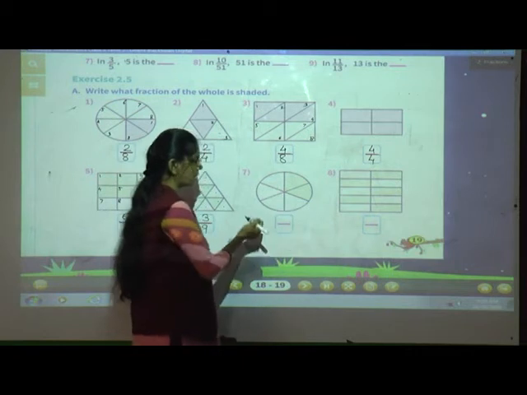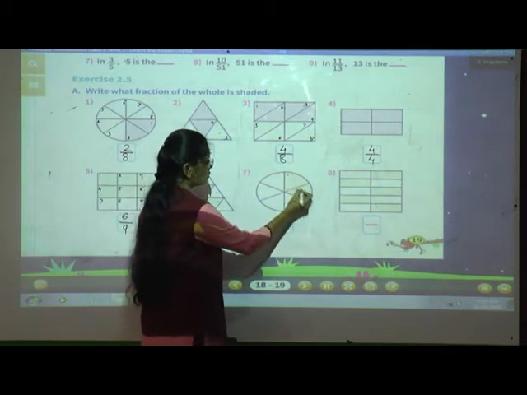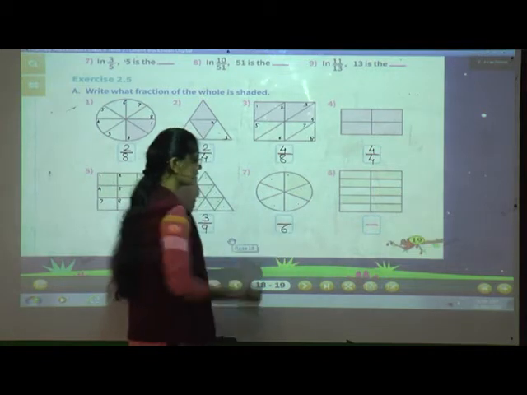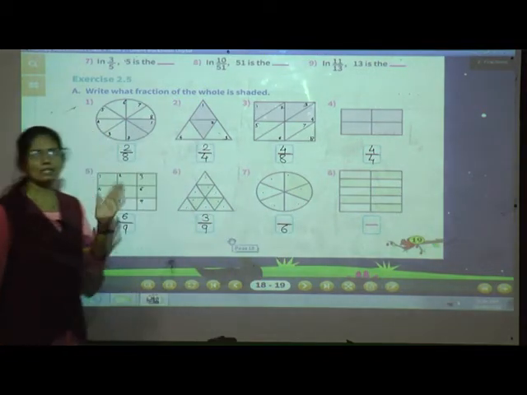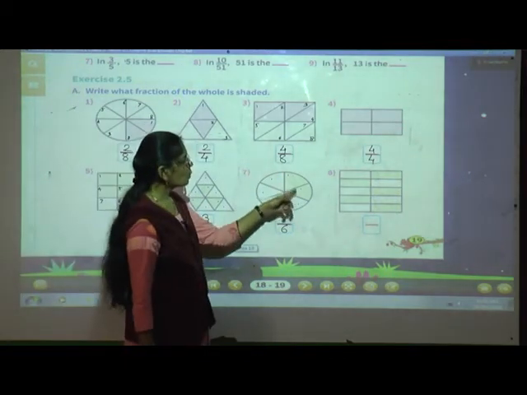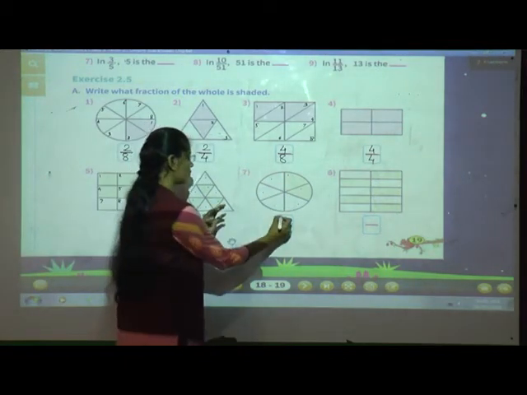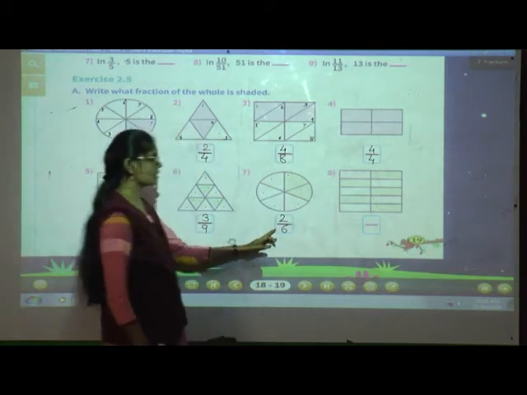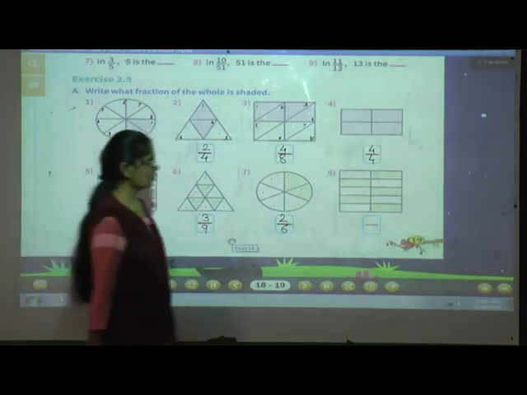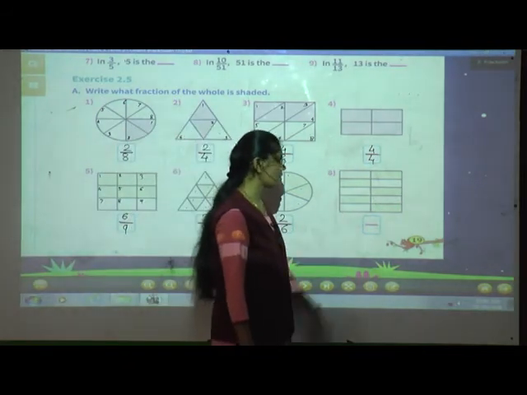Now see this 7th example. How many parts are there? Total parts 1, 2, 3, 4, 5, 6. Total 6 parts are there. This whole is divided into 6 equal parts and out of that 6 parts, 2 parts are shaded. So what is the fraction? 2 by 6. Okay.